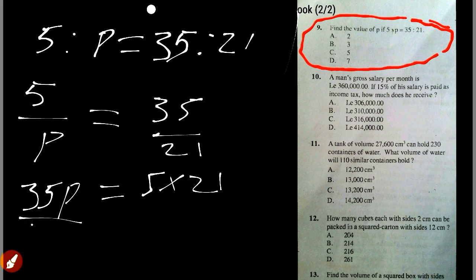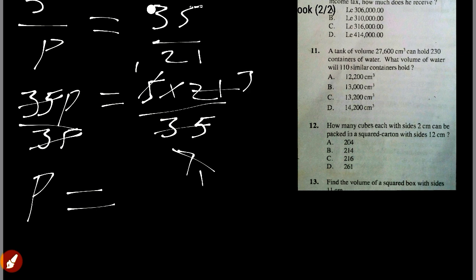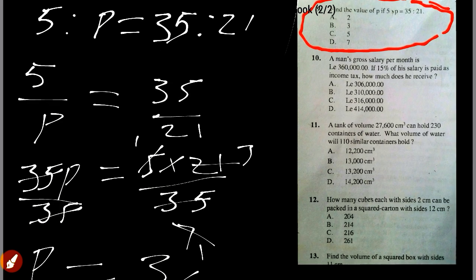So if we divide here by 35, here 35, so 35 here, 35 cancel, so p will be equals to 5 here is 1 times, 5 here is 7 times, and 7 into itself is 1 times, and 7 here is 3 times. So 1 times 3, so p is equals to 3. So the correct option for this question is B.